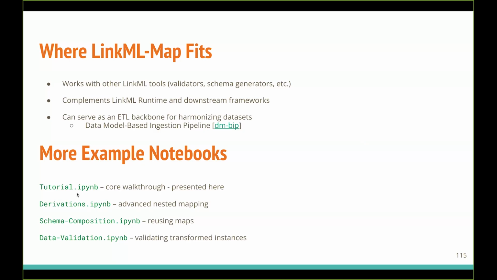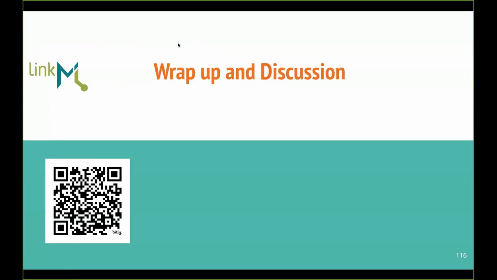There's also more example notebooks. Tutorial.ipynb in the LinkML Map repository is the core walkthrough that I presented here, but there's also one for derivations, which is more mapping, schema composition for reusing maps, and a data validation notebook as well. And with that, we're on to wrap up and discussion. Feel free to ask questions about what I've presented here, or if you have questions about other work that we did earlier in the talk, yeah, please jump in.